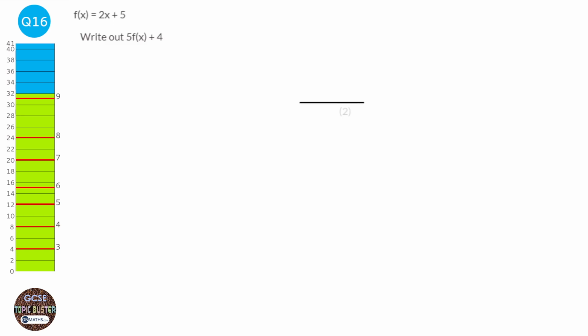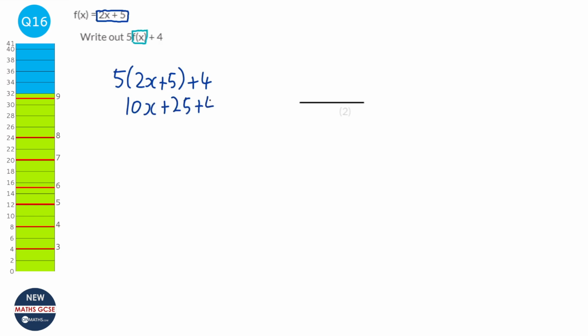We have an expression with f of x in, and we're given what f of x is. So what I'm going to do is just write out this expression again, but instead of f of x, I'm going to write out what it says it is. It says it is 2x plus 5. And notice I've put it in brackets as well, because f of x is the whole of that, and then plus 4. We're just going to expand the brackets, and that will make 10x plus 25 plus 4. And then 25 plus 4 is 29. So the answer would be 10x plus 29.